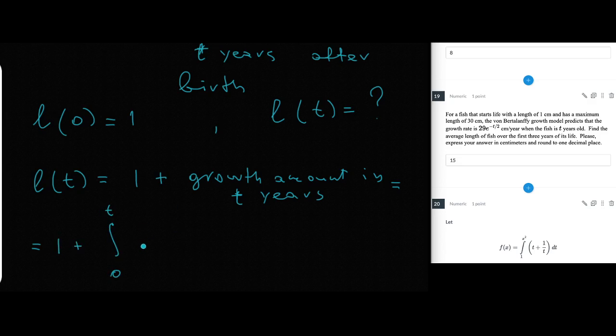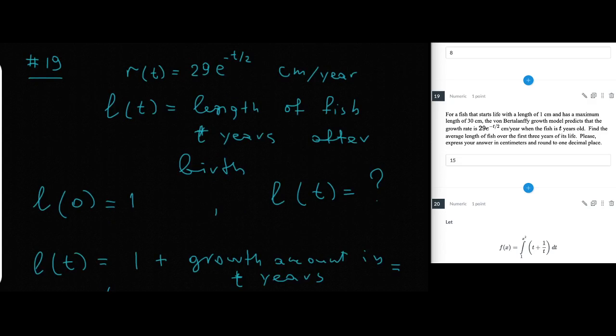Now our growth rate is expressed as a function of t. Since I'm using t as an upper limit of this integral, I'm going to change the variable of integration to another letter. It really doesn't matter what letter we use. I can, for example, use x. So in that formula that we had earlier for the rate of growth, R of t, I'm going to use x instead of t. So it's going to be 29 e to the power negative x over 2.